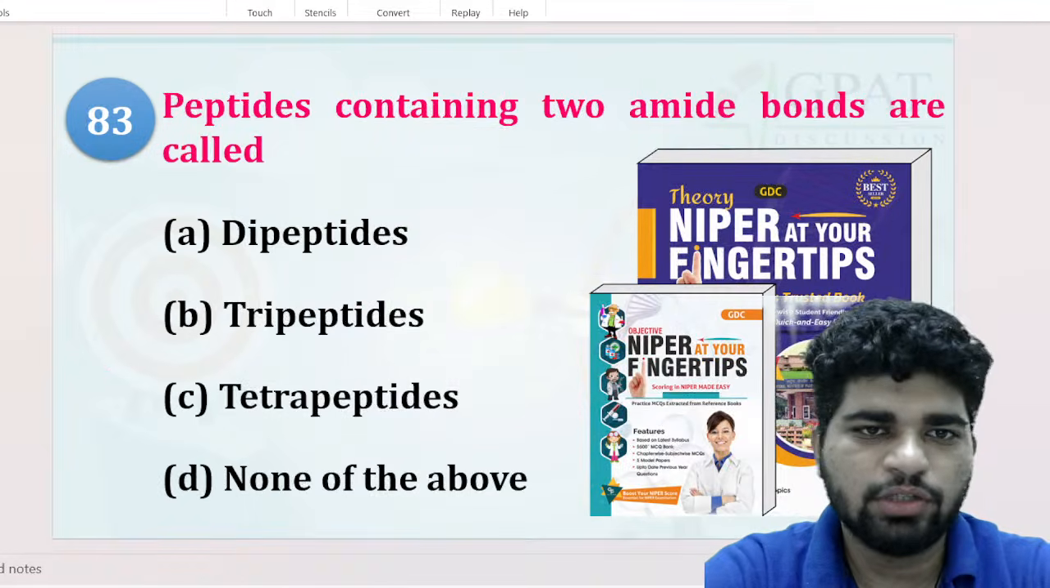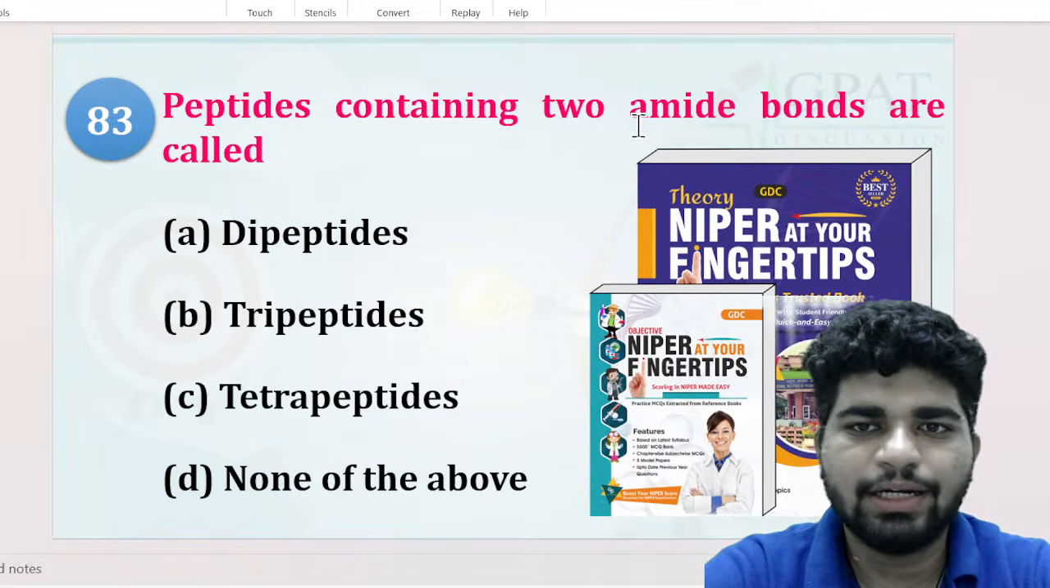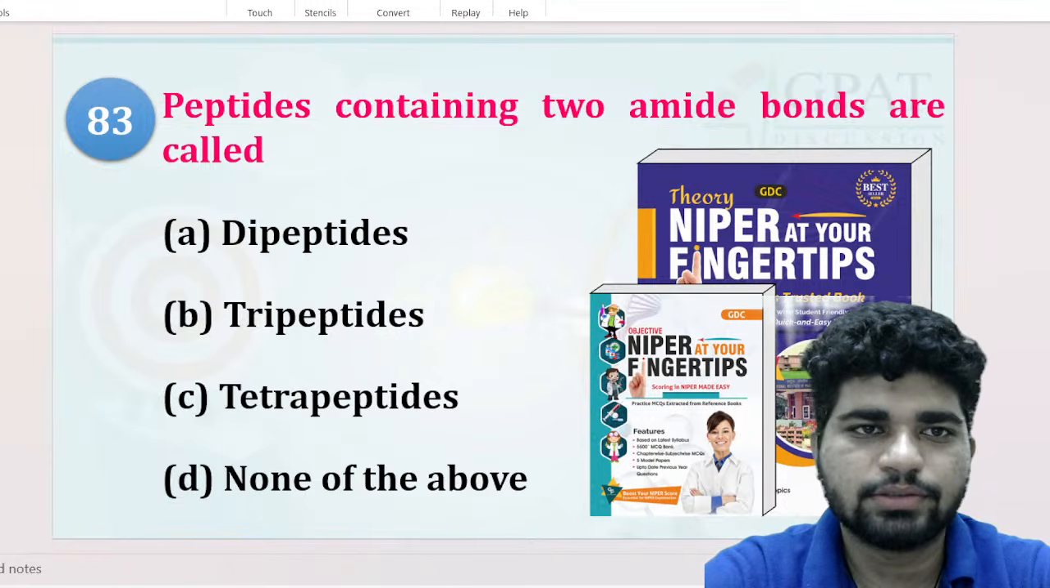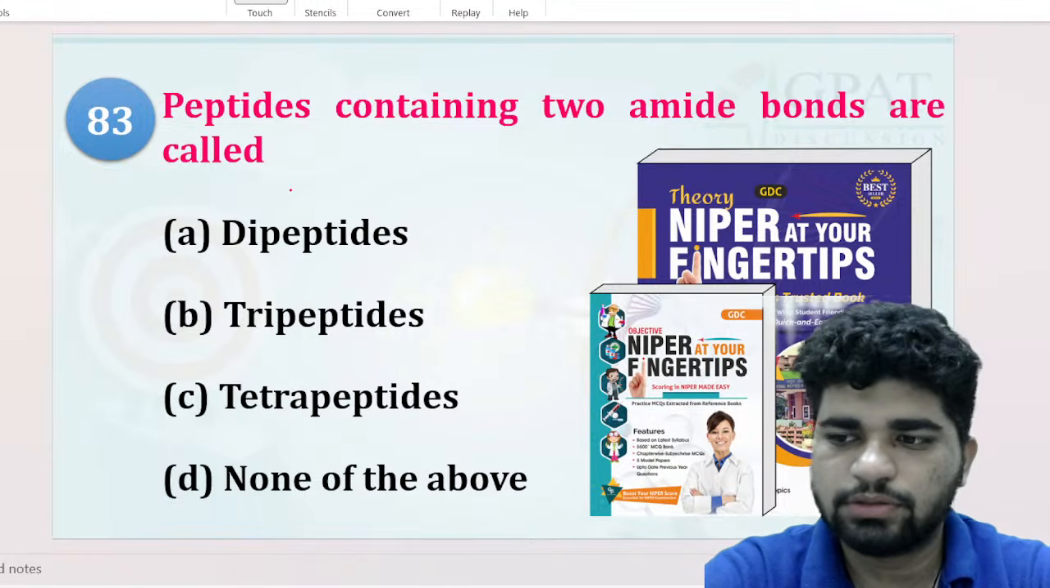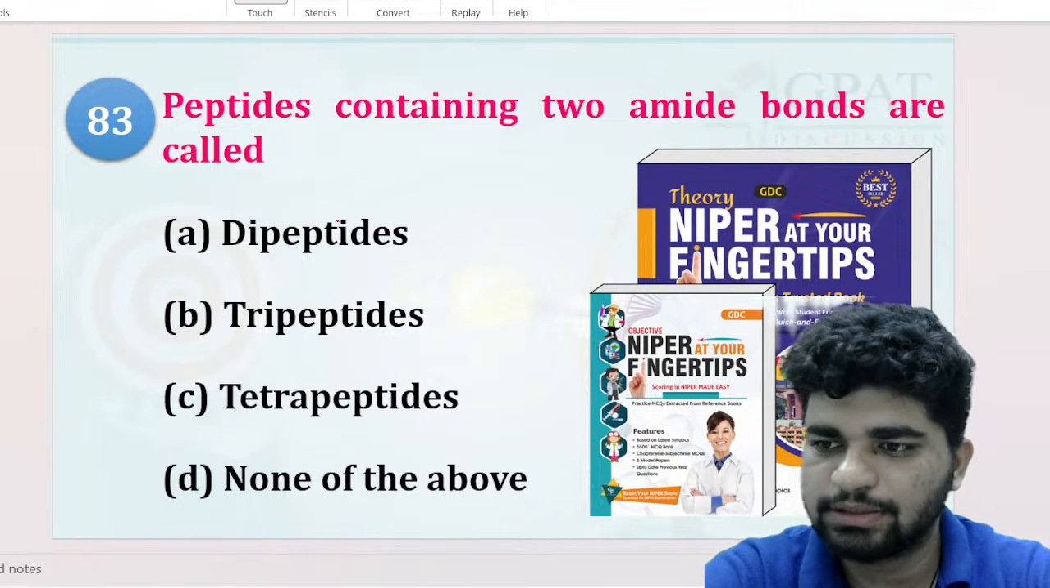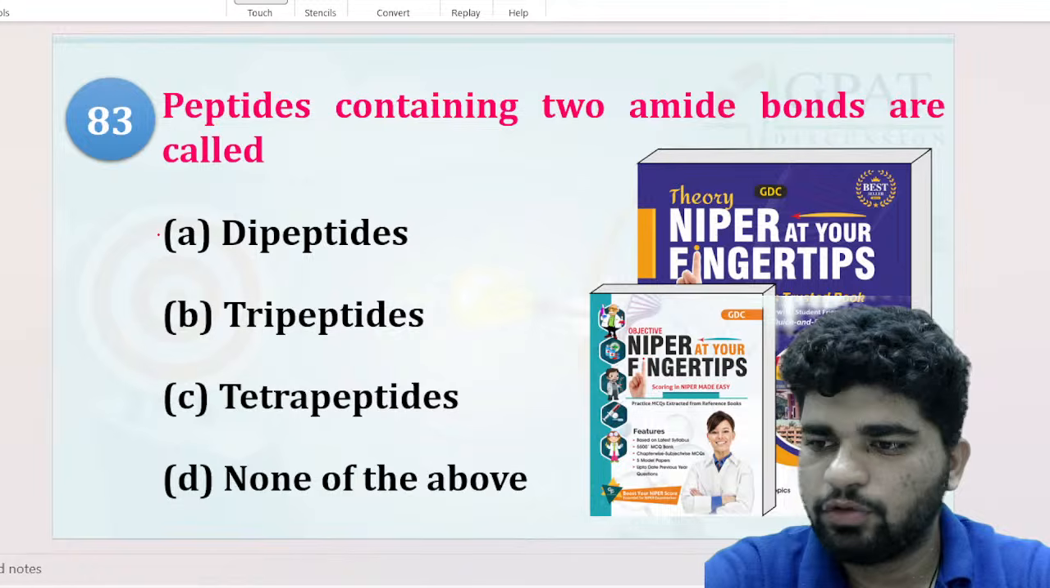Okay. Now let's move on to the biochemistry part. Okay. Peptide containing two amide bonds, amide bonds are called as. Magesh, two wrong, two skipped. Any six correct. Yeah, very nice. Not bad. Kavya, 4 out of 10.